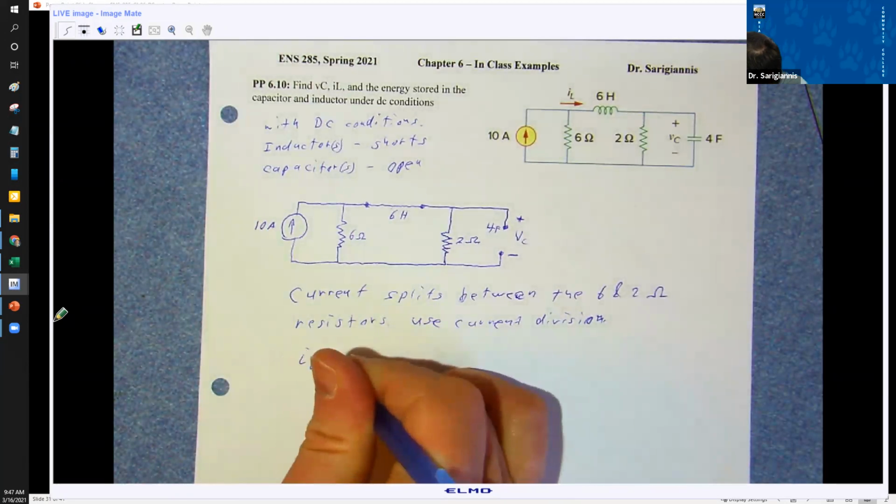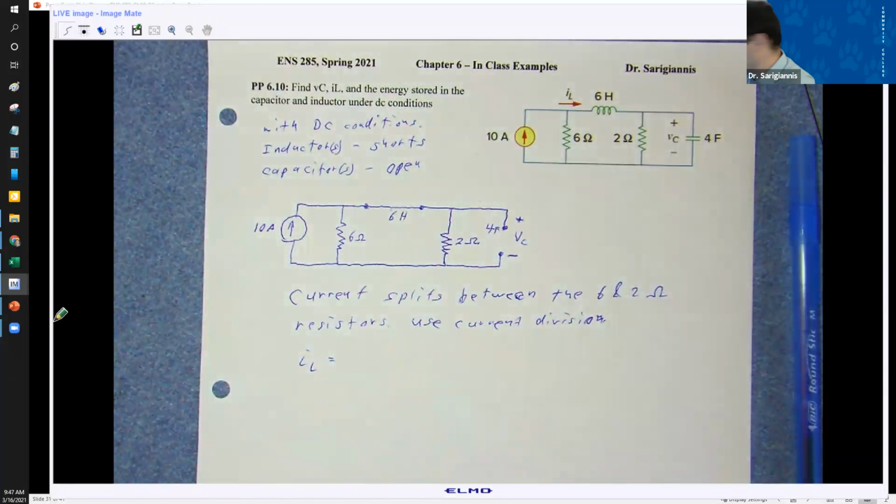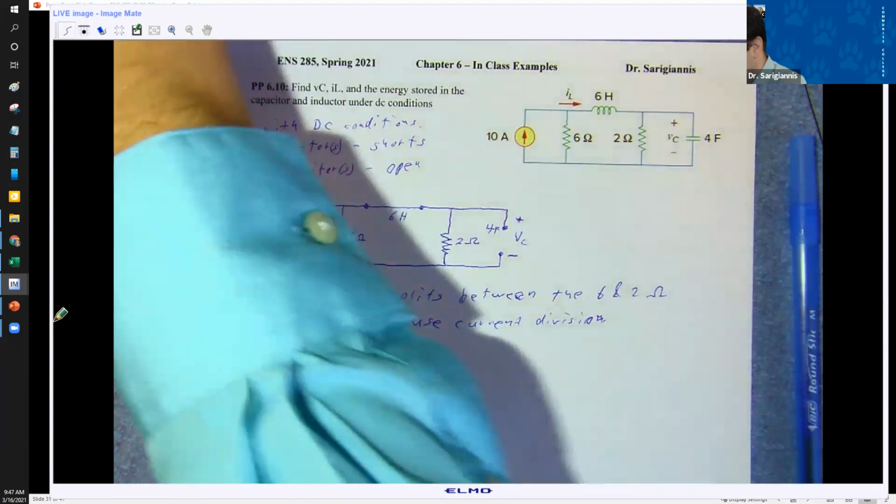So IL. Oh, let me draw this out here. Red pen, there it is.